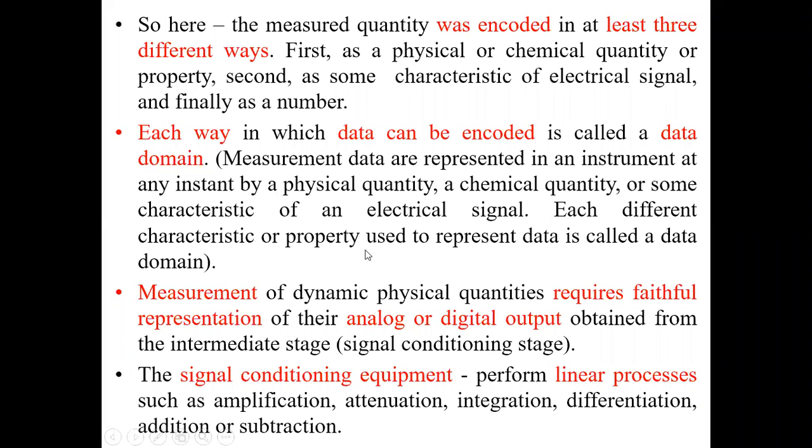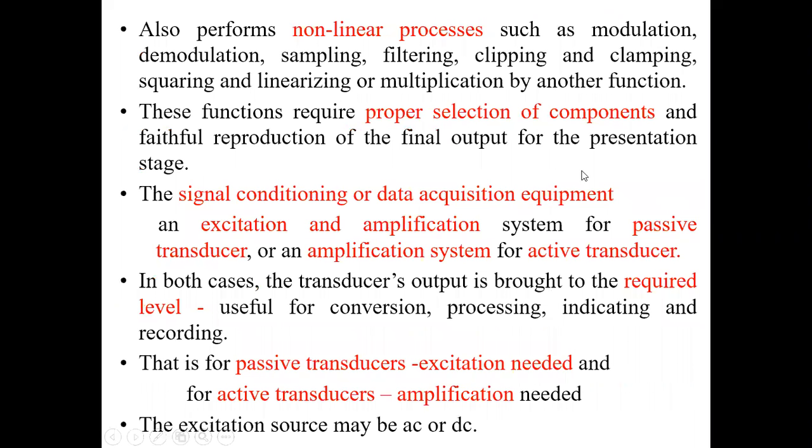So this data may be analog or digital, based upon the signal conditioning stage. The signal conditioning stage is the one in which it performs some operations, that is, processes. It may be a linear process or a non-linear process. In order to perform these processes, we have to select the perfect components for a perfect process.